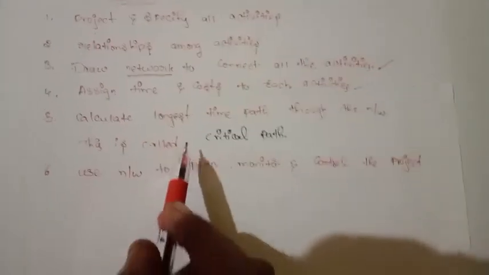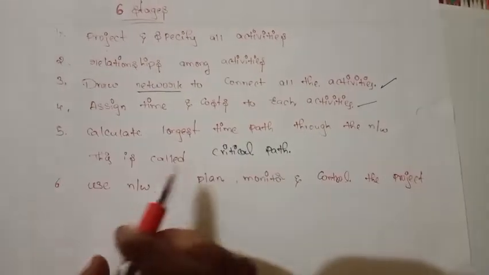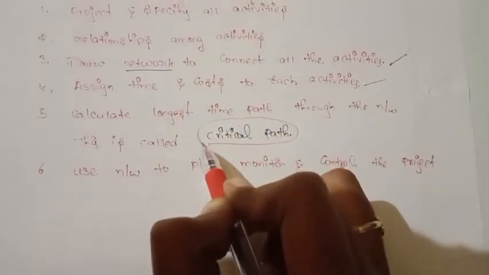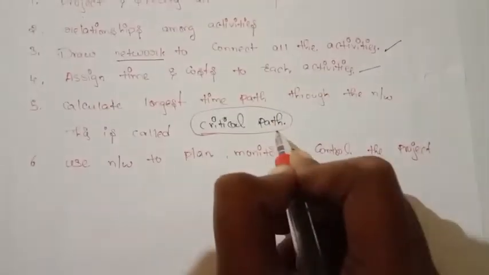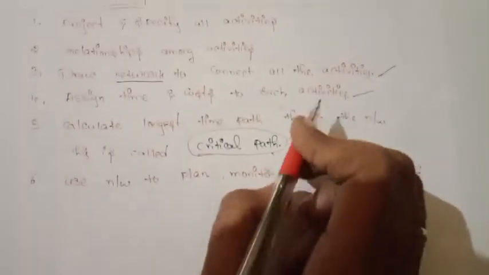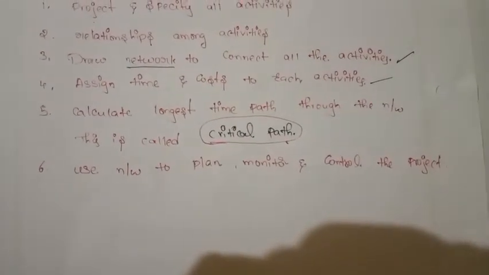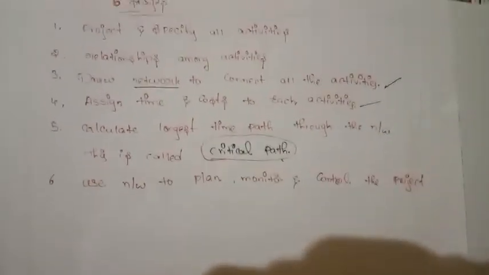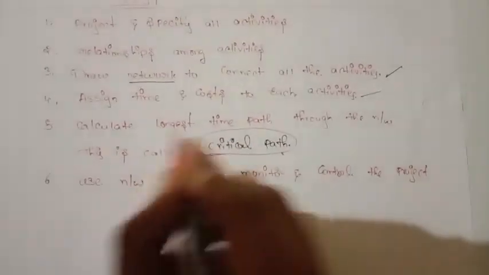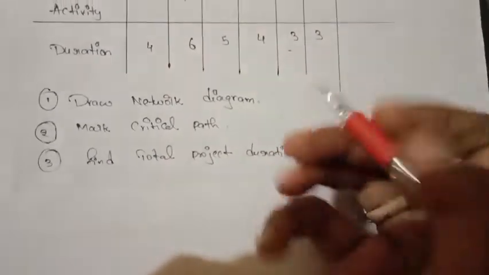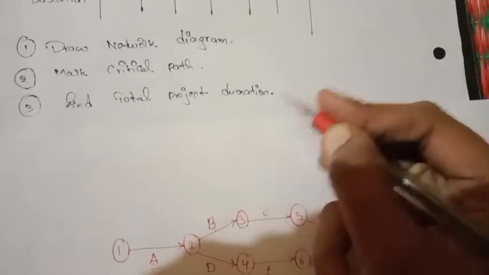Now we need to find the longest time path through the network. This is called the critical path. Critical path means calculating the longest time path, that is, how long it takes to complete our project. Now let us calculate the longest time path. The second question is to mark the critical path. After marking the critical path, we are going to find the total project duration.